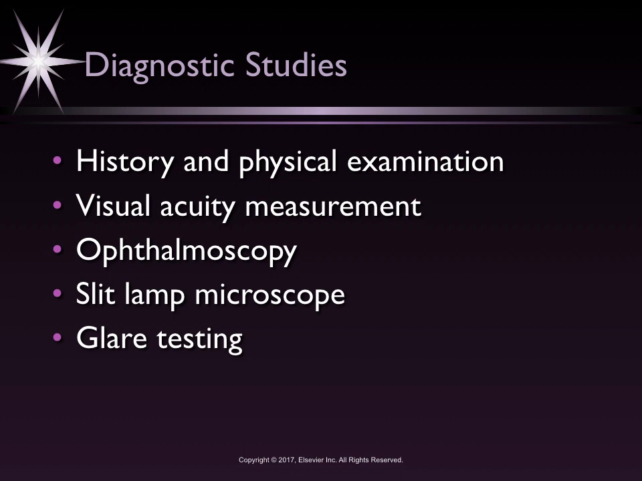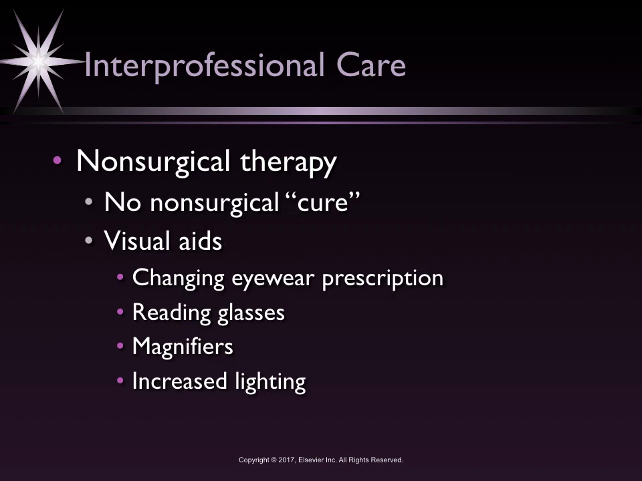The opacity is directly observable by ophthalmoscope, and obviously the slit lamp microscopy examination as well. A totally opaque lens creates the appearance of a white pupil, and you saw that in the previous picture. Some of the non-surgical therapies, there's really no non-surgical cure when it comes down to that. But often, just because they see a cataract doesn't mean that surgery needs to be done right away.